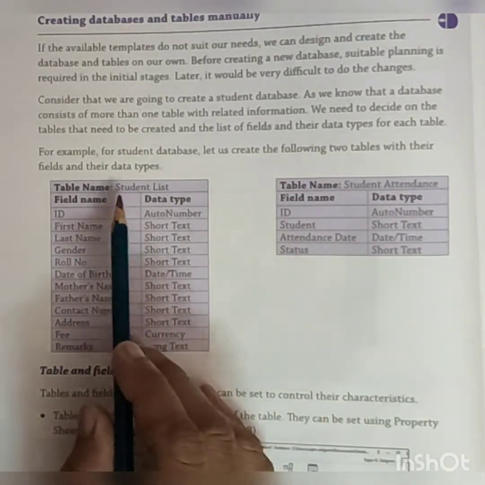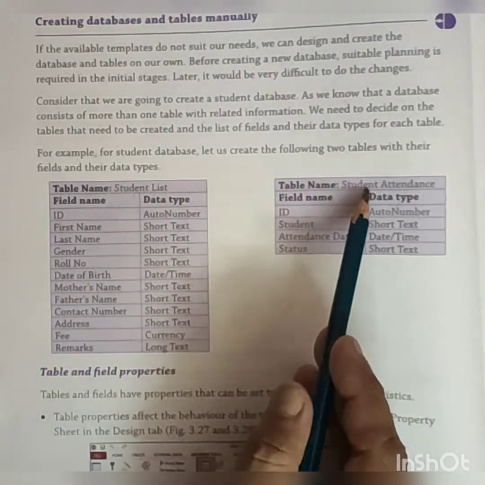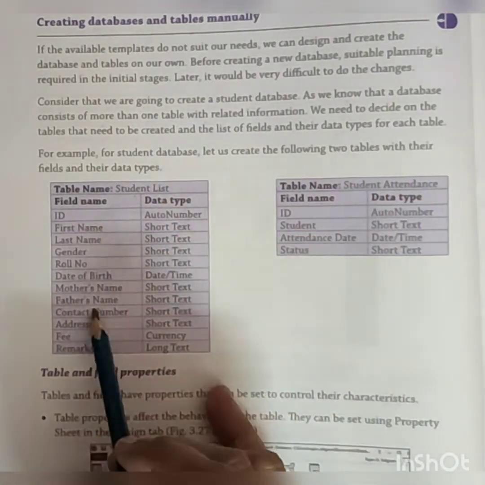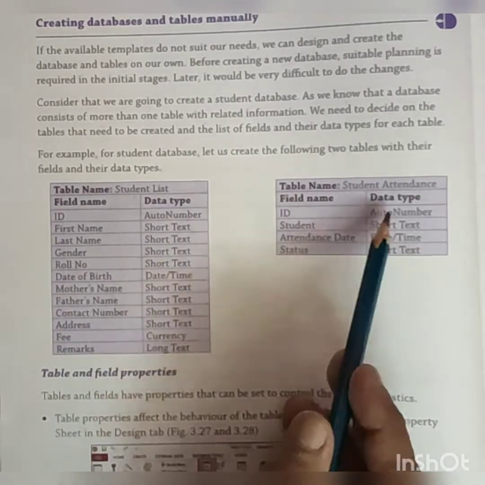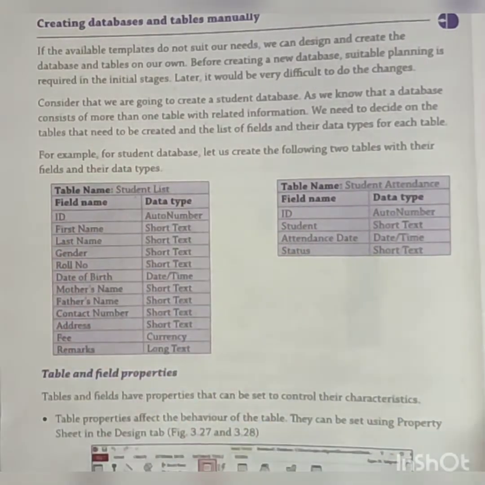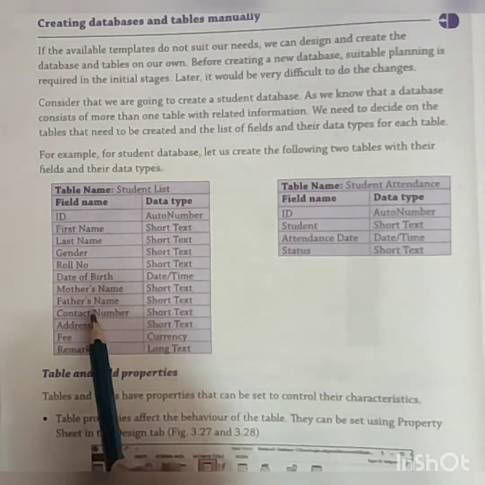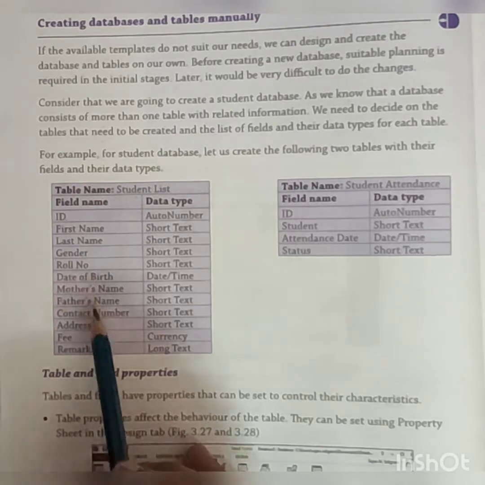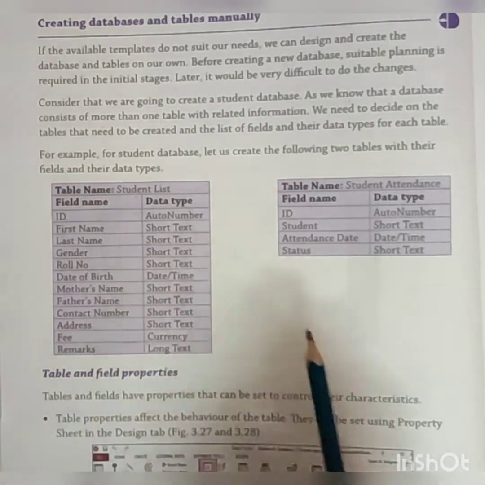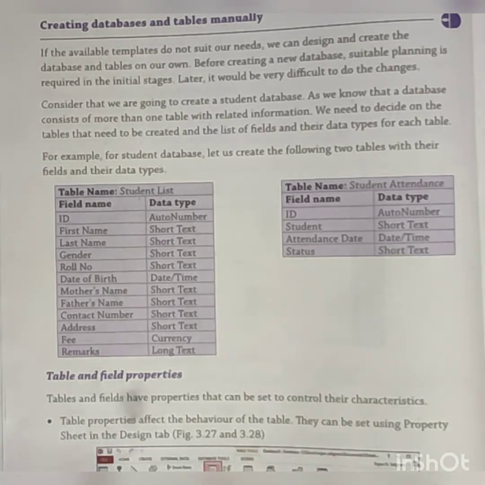You can see that the first table is student list, and another is student attendance. The field name is given and the data type is given. Here ID is the field name, and here also ID is a field name. So both tables are related to each other. This way we can create our student database.